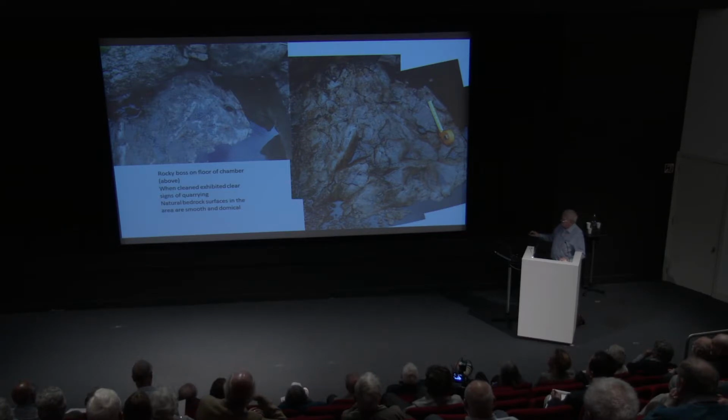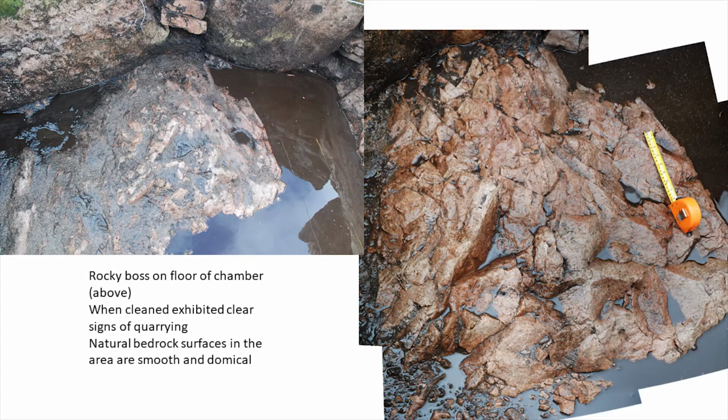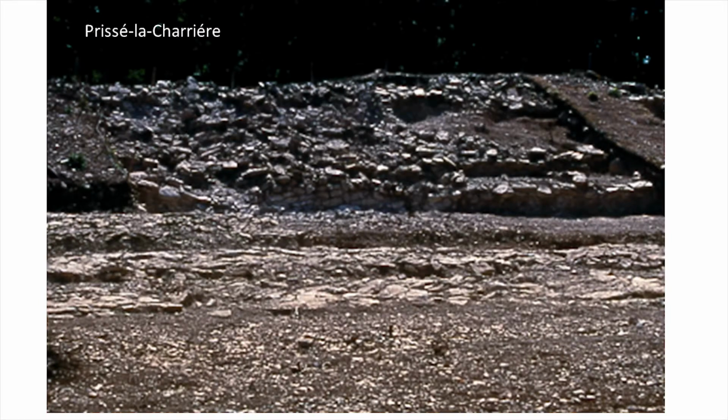Inside the passage, there's a rocky boss in the floor, which appeared just as a rocky boss, but when we finally cleaned it up and got the mud out of it, you can see that it's been quarried. By looking at the geometry of that boss, it seems to me that it stood about 35 or 40 centimeters high up in the chamber floor, and they've just chopped it out. They have cut it out. They also quarried away the bedrock behind that back stone.